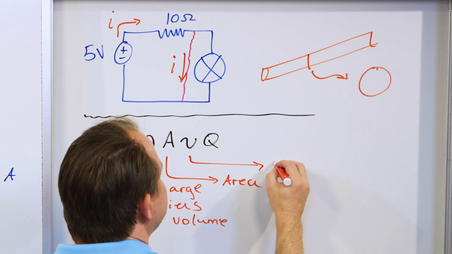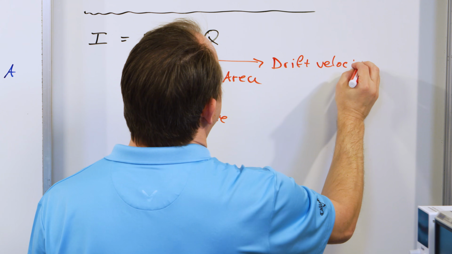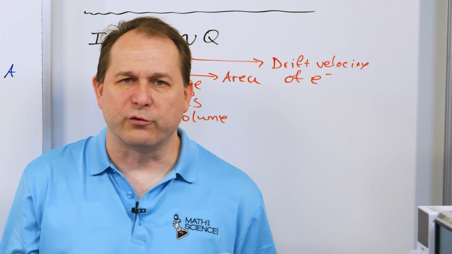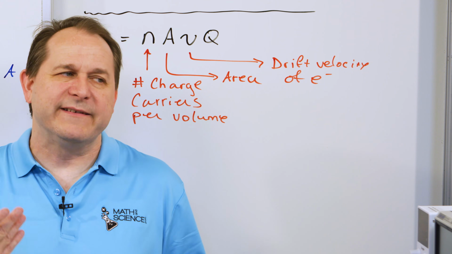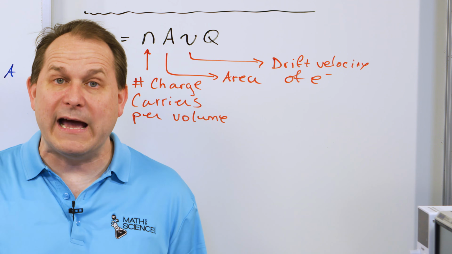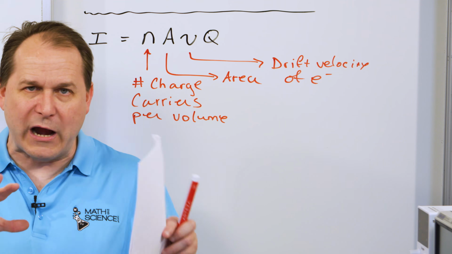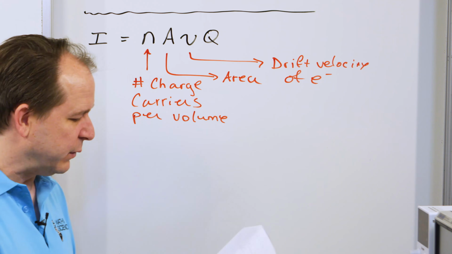V is what we call the drift velocity of the electrons. Now this is really where the rubber meets the road. It's basically how fast the electrons are moving through the wire, right? Because that's going to affect the current, as you might guess, how fast those electrons are moving through the wire in terms of their aggregate drift. I'm going to talk a lot more about that in just a second. It is going to influence the current.